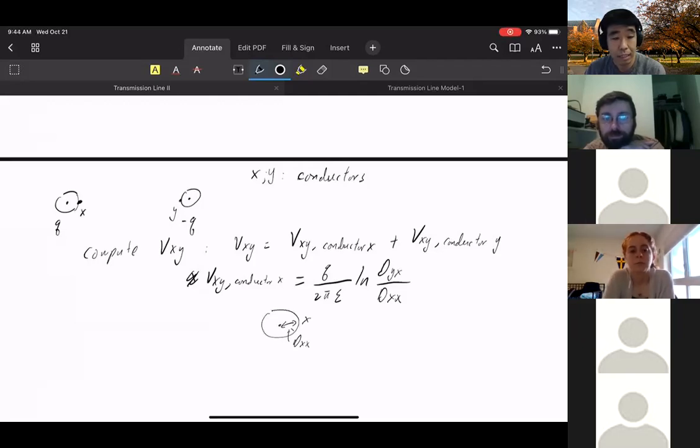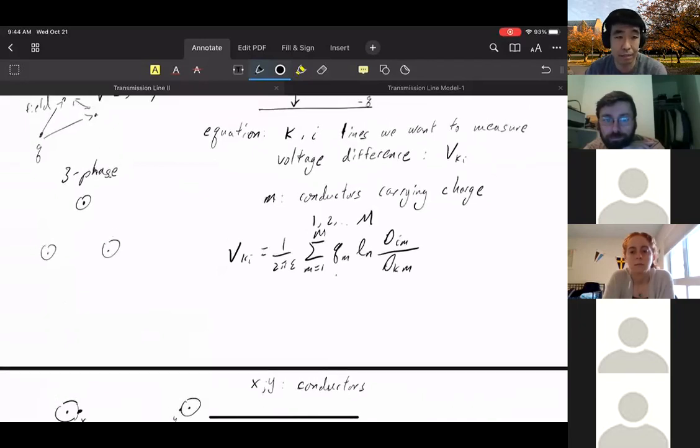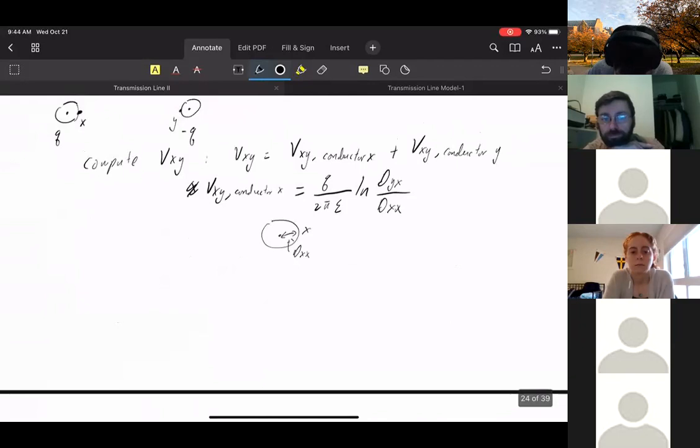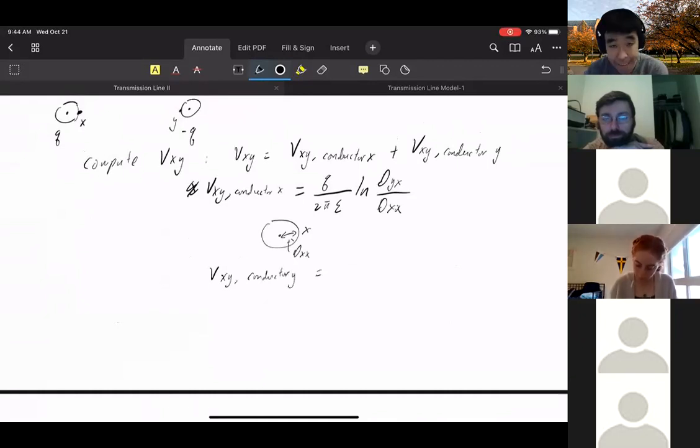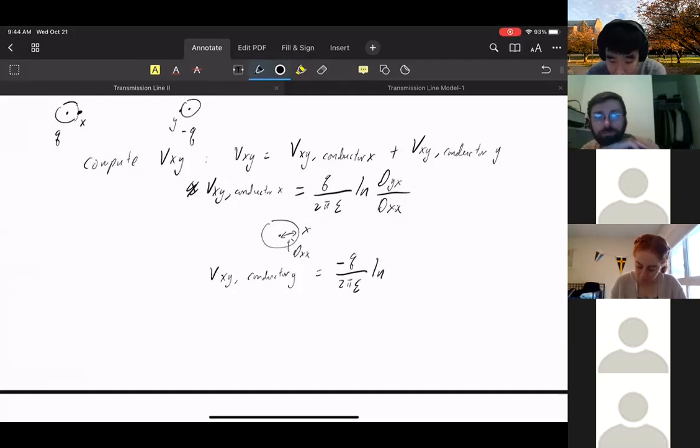So we basically have one equation to plug into, and the idea is just to identify all the indices in this equation correctly. Then we can keep going. We can look at Vxy where the contribution comes from conductor Y. From conductor Y, the charge is minus Q because it's the return wire. Then the log: this is how far point Y is from conductor Y, so this is dyy, and this is dxy, sorry.